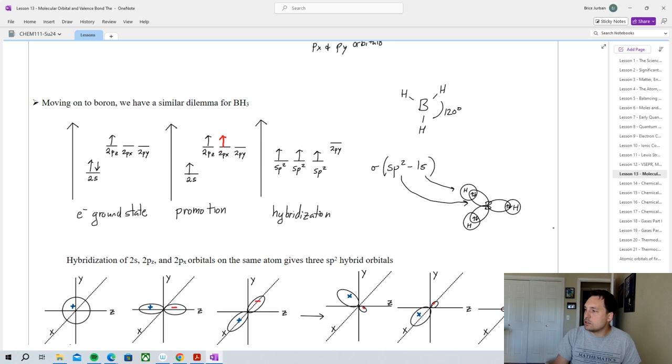And so this is your sp2, and these are 1s. So we get sigma bonds, which result from the overlap of a hybrid orbital with a 1s orbital. So we're going to get these sigma bonds that are occurring here. So 3 sigma bonds, 1, 2, and 3.